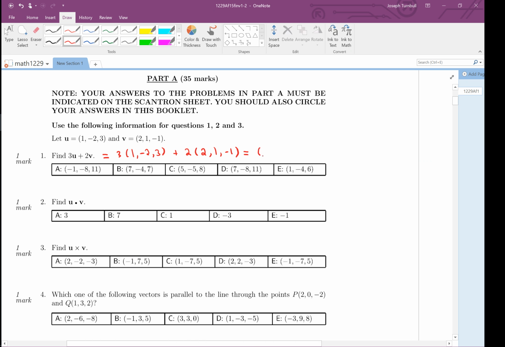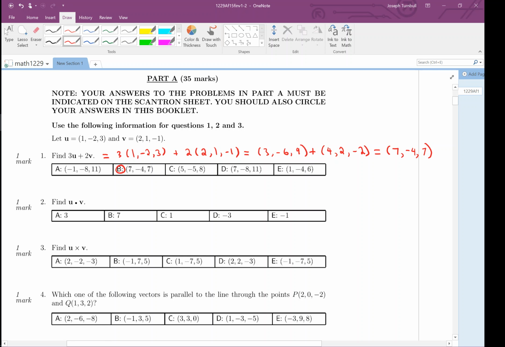So in the first vector, we have 3, negative 6, 9, multiplying each of the entries by 3. In the second vector, we have 4, 2, negative 2, multiplying each entry by the 2 that's in front. Now we can add the components, x plus x, y plus y, z plus z, and we end up with 7. And then negative 6 plus 2 minus 4, and then 9 minus 2, 7. So 7 minus 4, 7. Choice B.